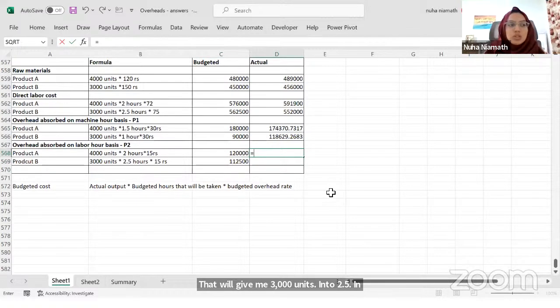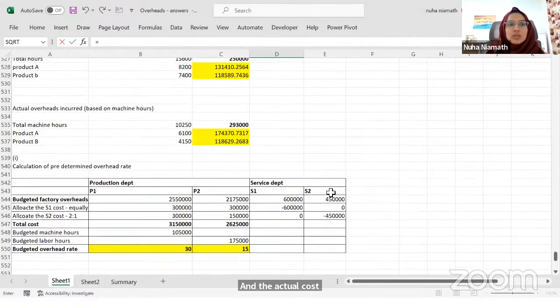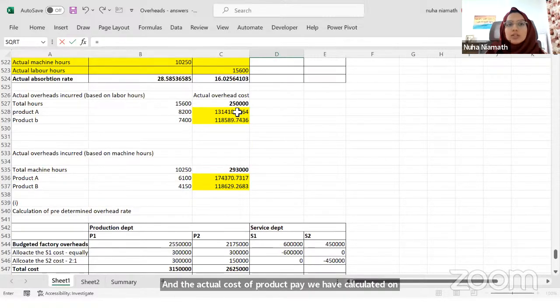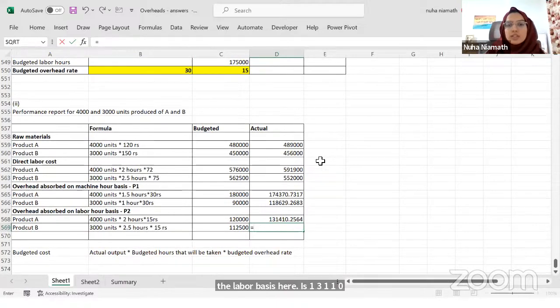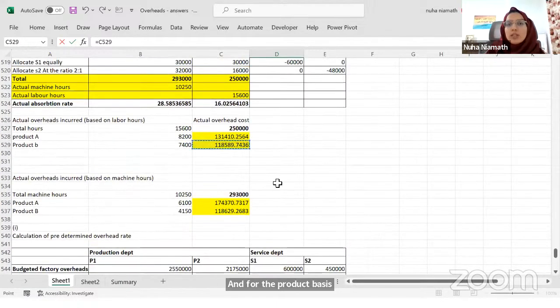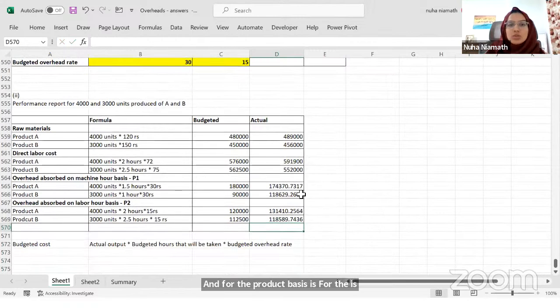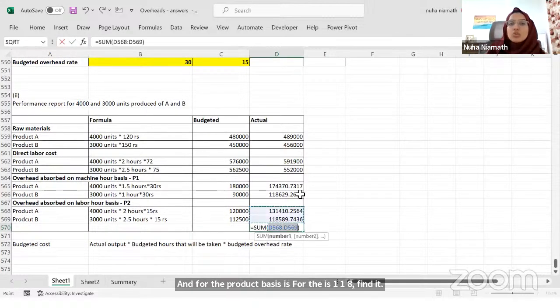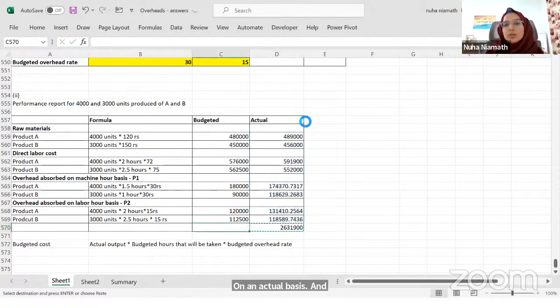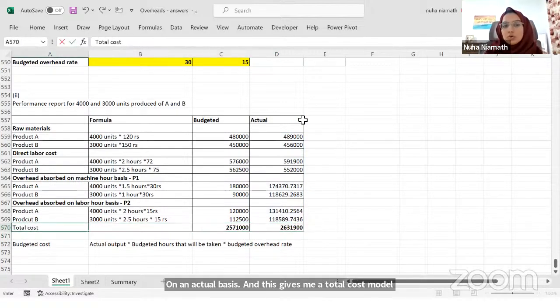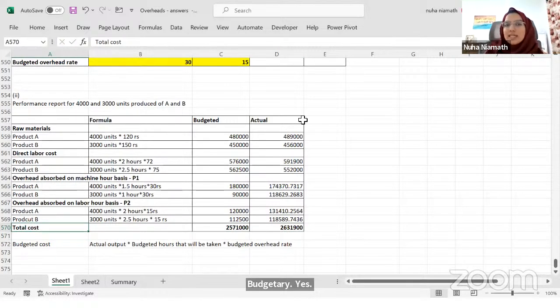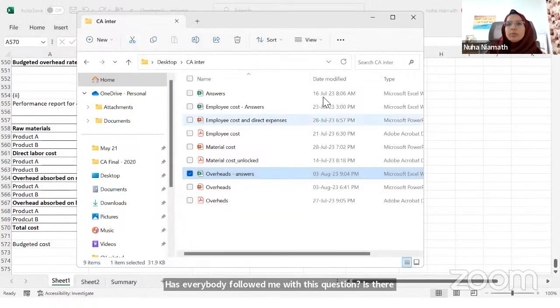And the actual cost of product A we have calculated on the labor basis here is 1,31,410, and for product B is 1,18,589. So this gives me a total cost on an actual basis, and this gives me a total cost on a budgeted basis. Has everybody followed me with this question till here? Is there any confusion, any part that you want me to repeat?